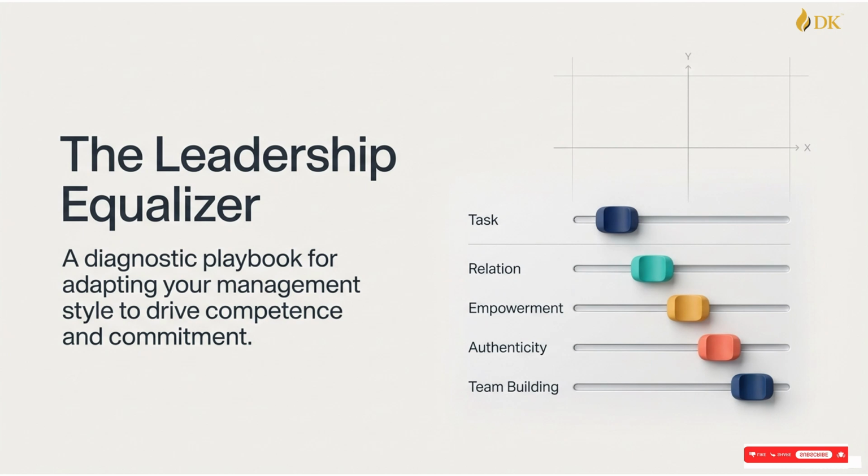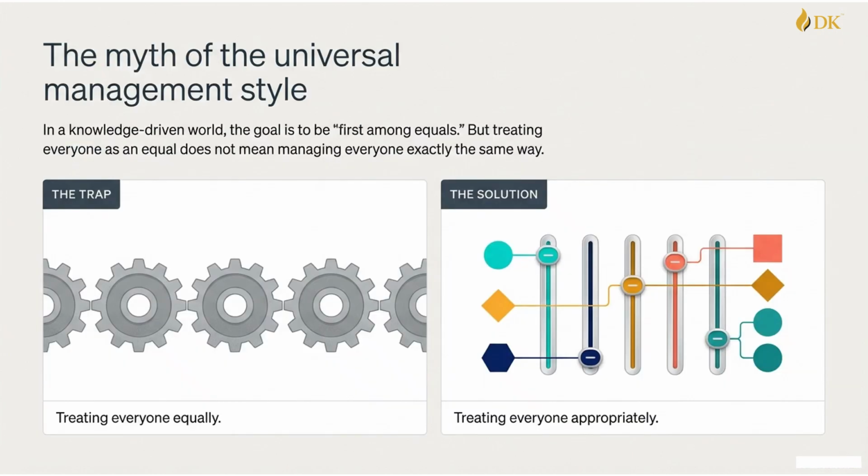This model, based on the treatment leadership style, suggests that leadership is not a one-size-fits-all approach. Instead, it is a dynamic process where we adjust our behavior, much like sliding controls on an audio equalizer, to meet the unique needs of the people we lead. By the end of this session, you will understand how to fine-tune your leadership to get the best out of every team member.